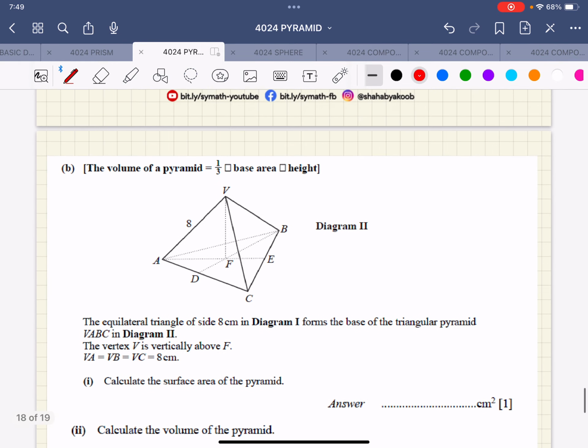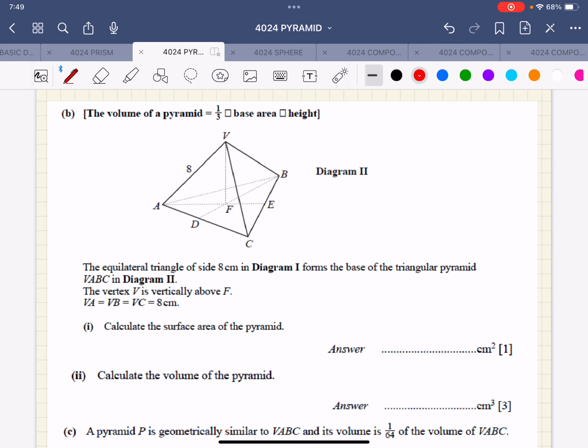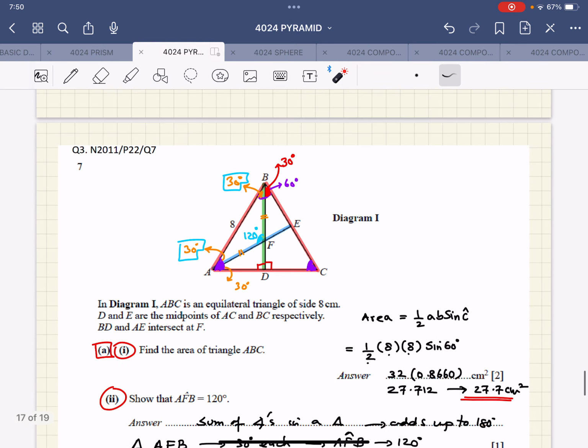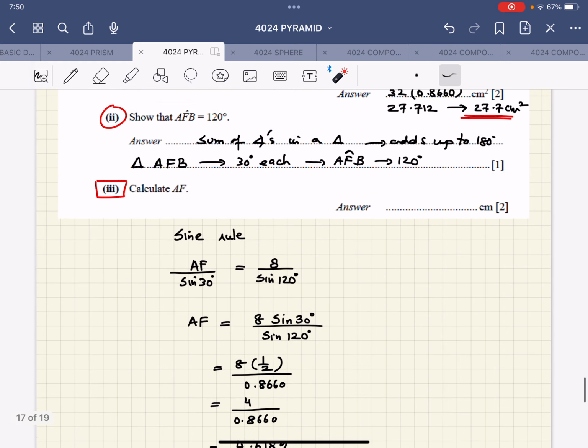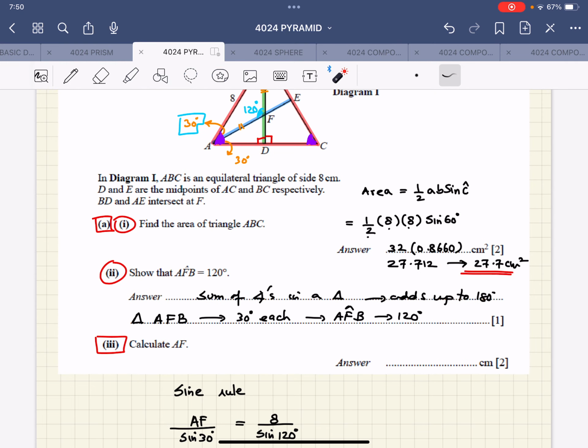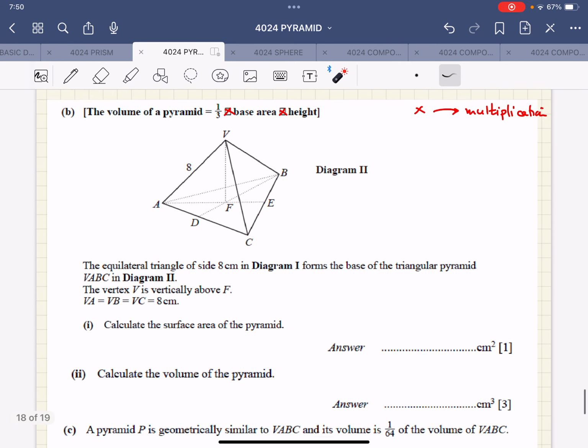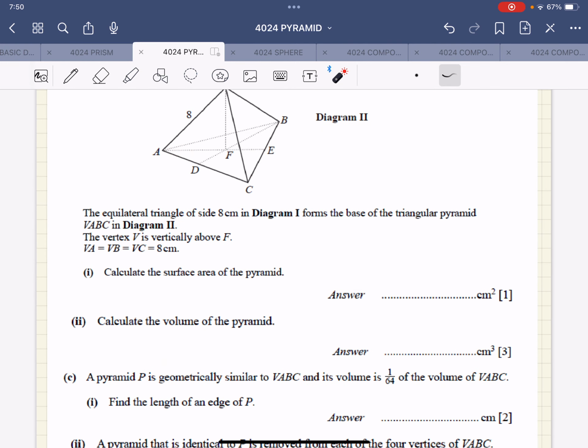Now let's focus on this. Again, we have the area formula. The volume of a pyramid is 1/3 base area multiplied with height. This is for multiplication. It's not crossing it out. Now it says the equilateral triangle of side 8 centimeter in diagram 1 forms the base of the triangular pyramid. So this one over here, that's the base. We already have the area. We have AF also. So remember, we have AF also.